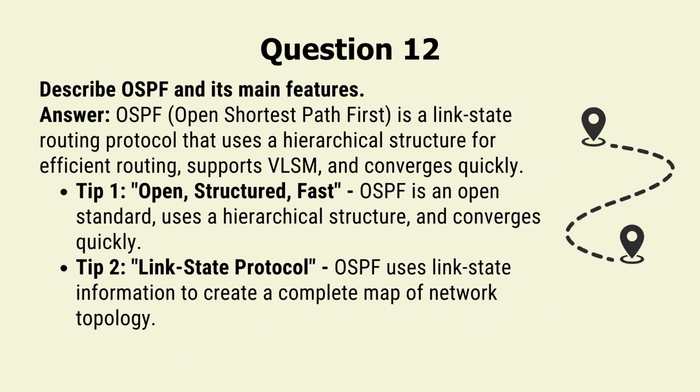Describe OSPF and its main features. OSPF, or Open Shortest Path First, is a link state routing protocol that uses a hierarchical structure for efficient routing, supports VLSM, and converges quickly. Remember, OSPF is open, structured, fast, and a link state protocol for efficient routing.